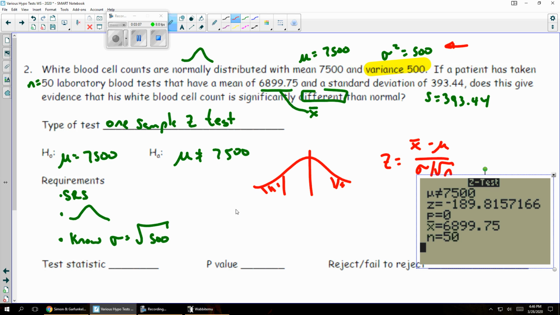The test statistic then is negative 189.82. The p-value is basically 0. And with such a tiny p-value, I reject H0 in favor of HA.